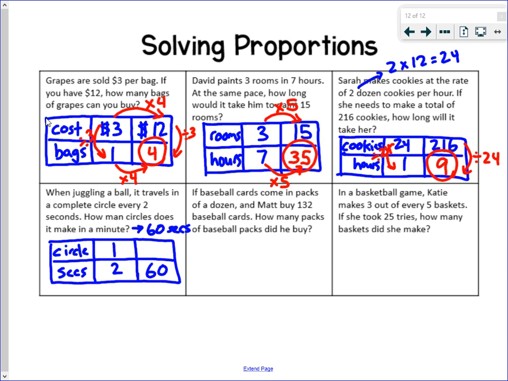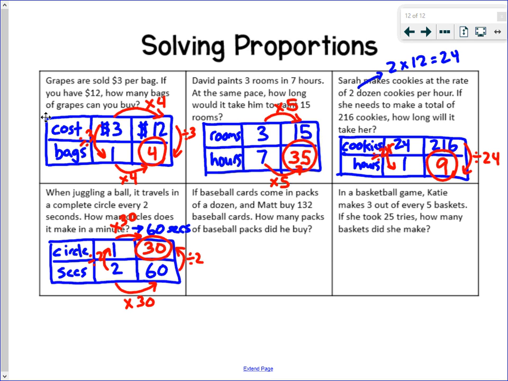So for this one, we could either go up and down or between. If I go up and down, it'd be divided by 2, because we want to start at 60 and end up at the top. Or if I start from left to right, it'd be times 30, which will probably be the easier one. So our final answer is 30 circles.